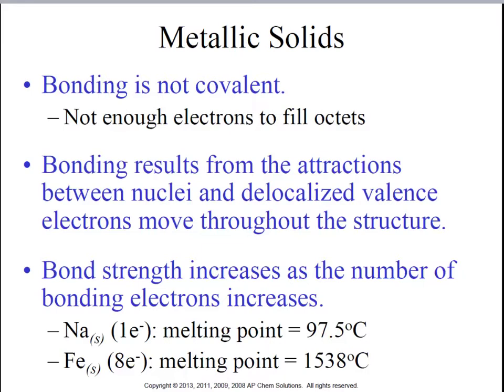Bonding strength, what holds those together, increases as the number of bonding electrons increases. So think of sodium, which only has one electron on the outside, with a melting point of 97.5 degrees Celsius. Iron, which has 8, is going to have a melting point of 1,538. So yeah, pretty significant difference.